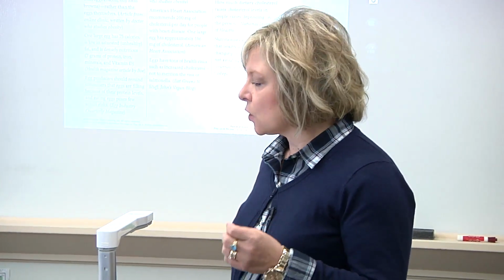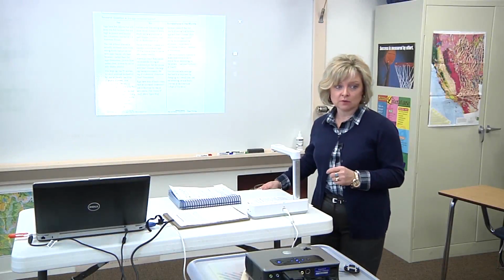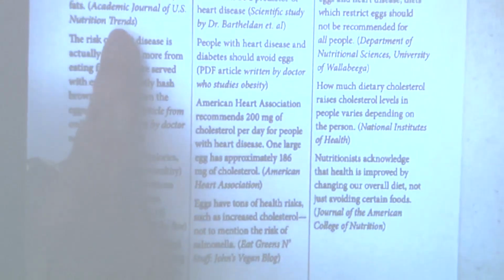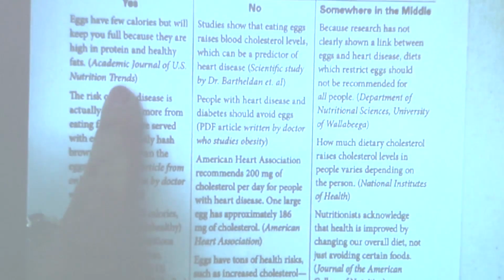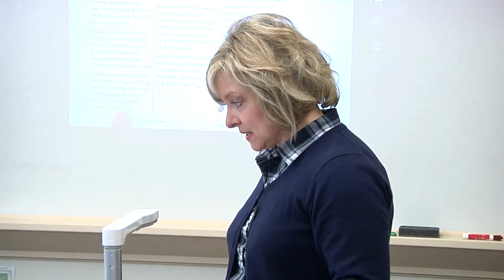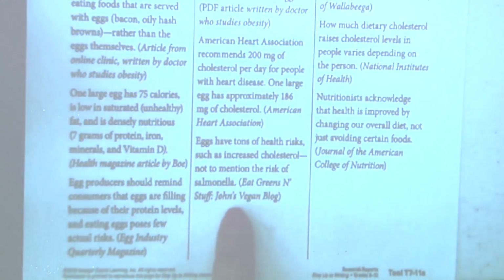Now let's think about the quality of the sources the writer found, especially their credibility and potential bias. How do they fit into the different categories of information? I agree with you. There are a lot of credible sources on both sides, like the Academic Journal of U.S. Nutrition Trends and the American Heart Association. But the Egg Industry Quarterly magazine is probably biased. And Eat Greens and Stuff, John's vegan blog, probably isn't credible.